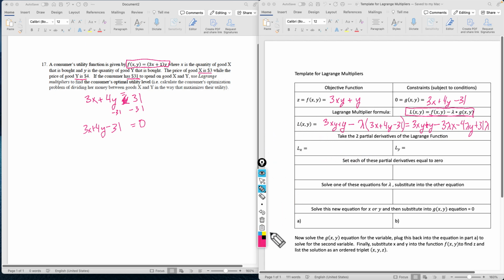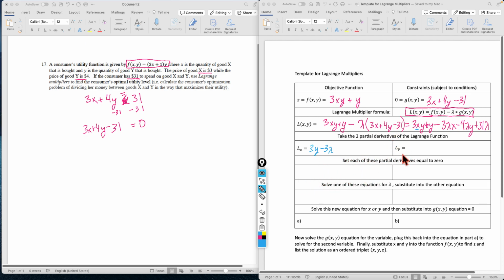Let me change into blue. 3xy. So the derivative of x is 1, so what's left over is 3y. Derivative of y is 0 because y is a constant, so that's gone. Derivative of negative 3 lambda x is going to be negative 3 lambda because the derivative of x is 1. Derivative of negative 4 lambda y, that's 0. Derivative of 31 lambda, that's 0. Okay, because that's all. So this is all we got left. We're going to set that equal to 0, but I guess I do that down here.